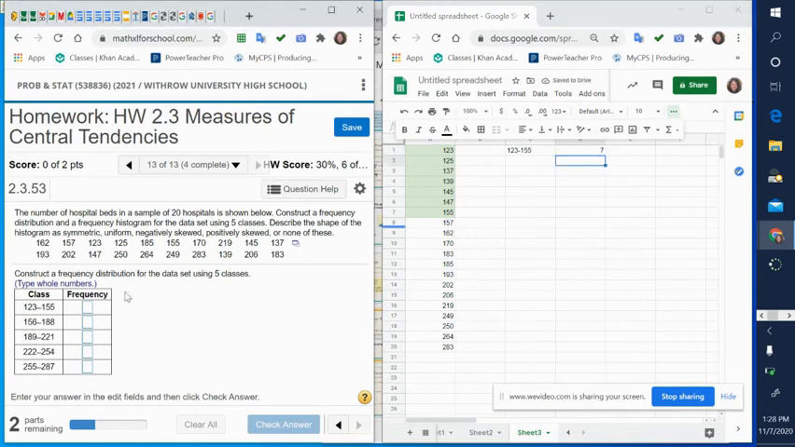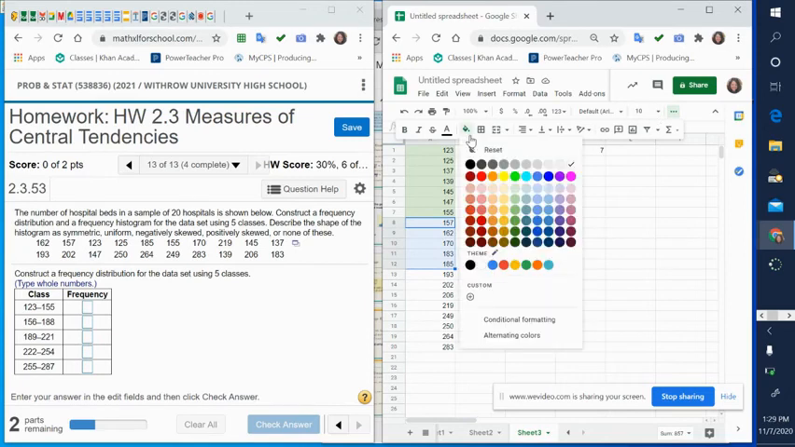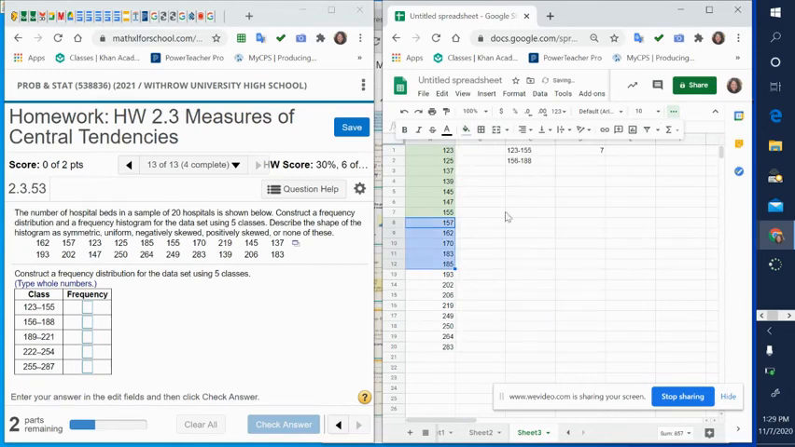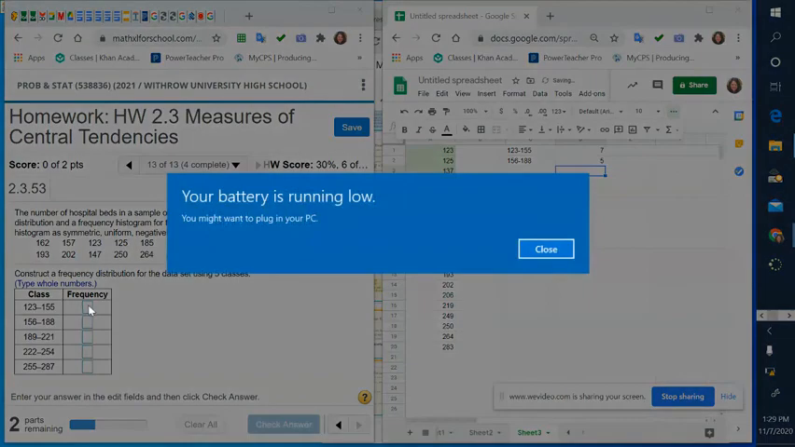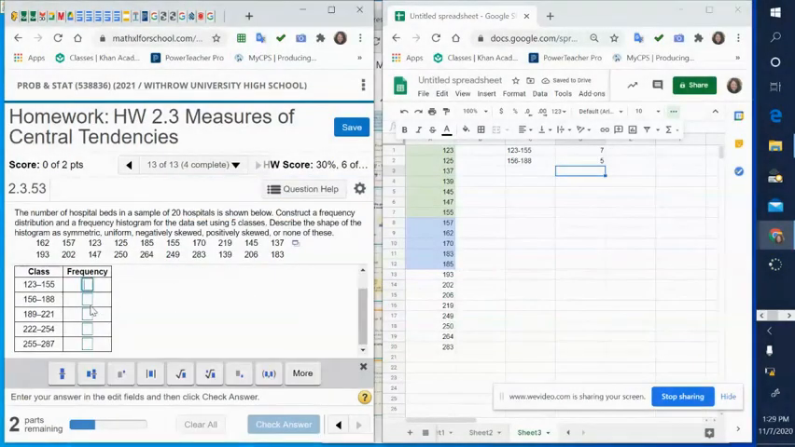156 to 188 is my next group. So 156 to 188. That's too big, so I can't use that one. So use another color. There's 1, 2, 3, 4, 5. So far I got 7, 5. And then I keep going.